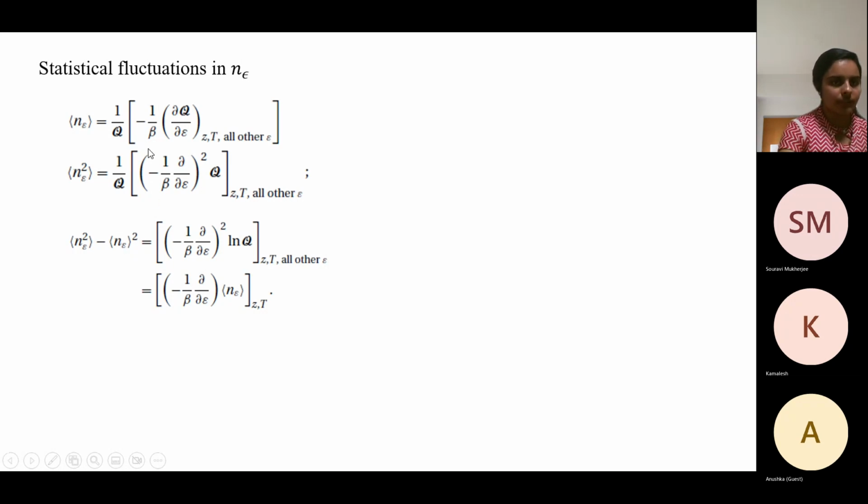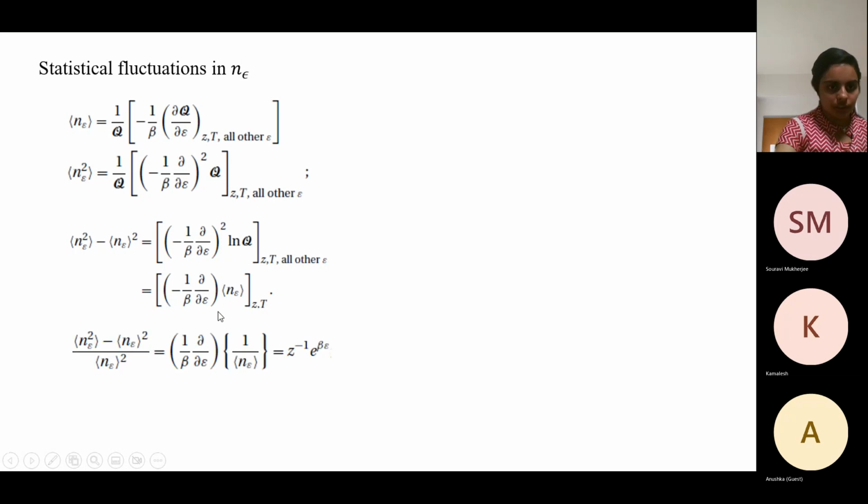So if you consider both of those terms, that can be written as minus 1 by beta del square of ln Q, right? And that means this can be written as minus 1 by beta del epsilon of the mean occupation number, right? This is the same expression as we have here, right?